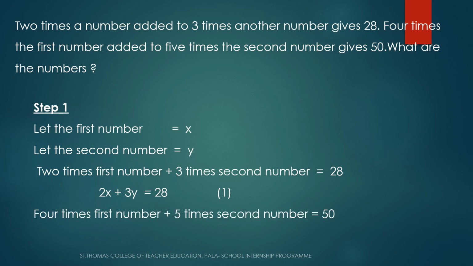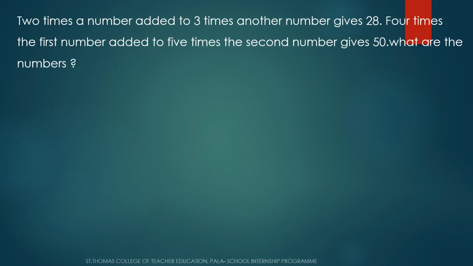What is the next statement? Yes. 4 times the first number plus 5 times the second number gives 50. So tell me the equation. Correct. 4x plus 5y equal to 50. Isn't it? Good. Very good. So from step 1, we got two equations. 2x plus 3y equal to 28, and we call it equation 1. 4x plus 5y equal to 50, and we call it equation number 2.